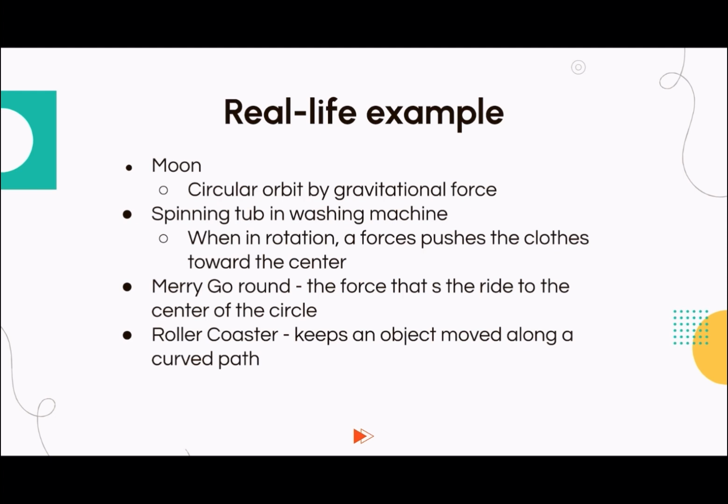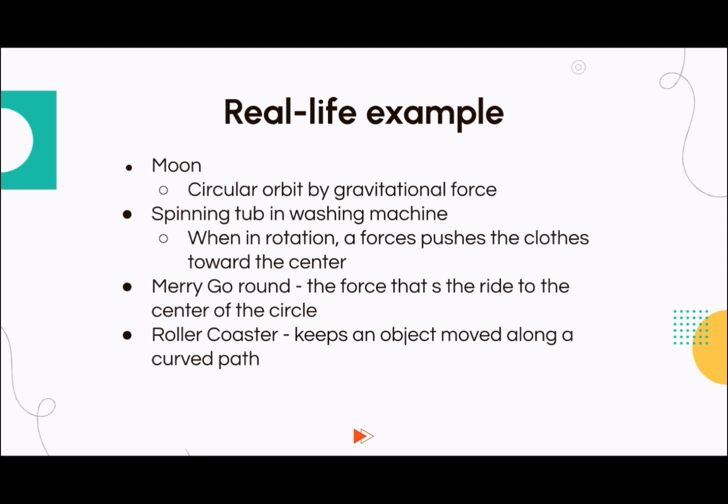First, I'm going to talk about the moon. Now, the moon revolves around the Earth in approximately a uniform circular motion. Now, this is possible because of the gravitational force on the moon, which provides the necessary centripetal acceleration to keep it in orbit.